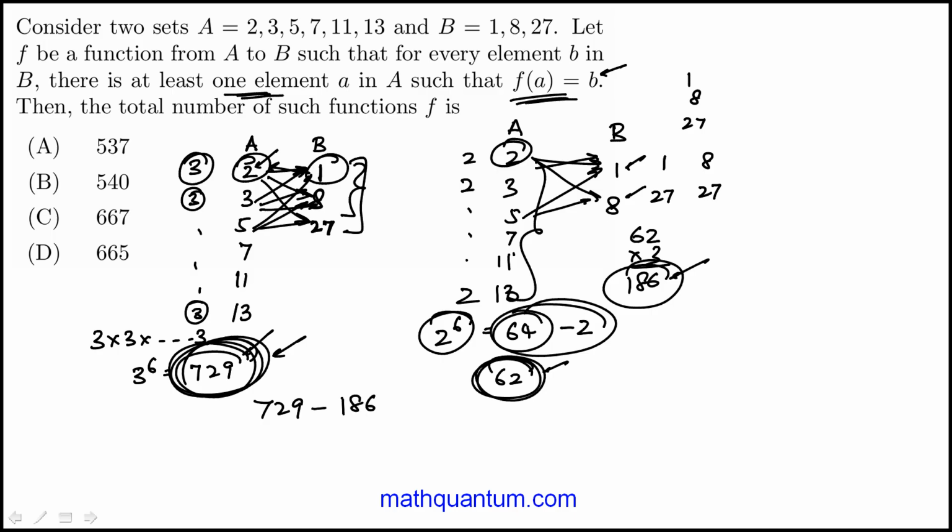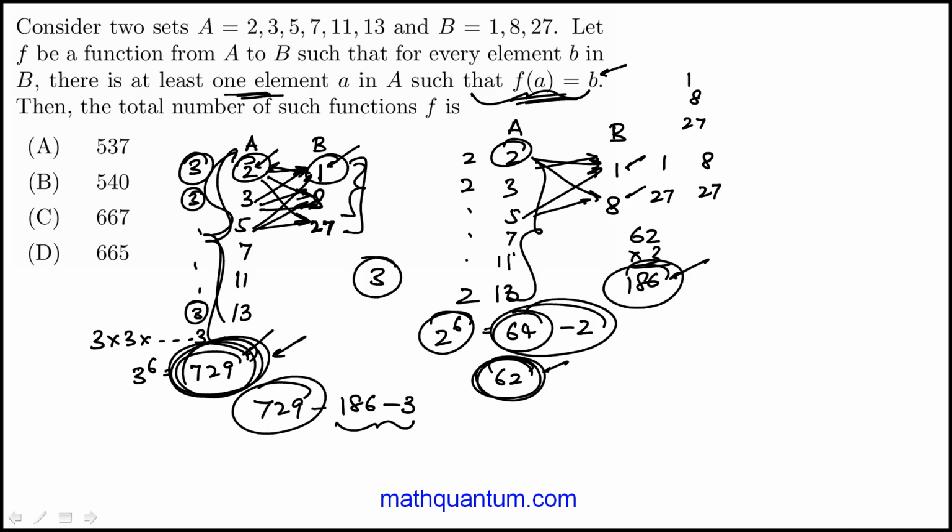Now, of course, we also have the case where all of these elements are mapped to only one of these. And that's going to be 3, because you can map all 6 to 1, or all 6 to 8, or all 6 to 27. So I have to subtract that as well. So this is the complementary approach where we're figuring out what we're interested in by first counting all possible ways we could do something, and then subtracting the cases that we don't need because of that constraint. So we just have to do this computation, and if you do this subtraction, you'll get 540, which is choice B.